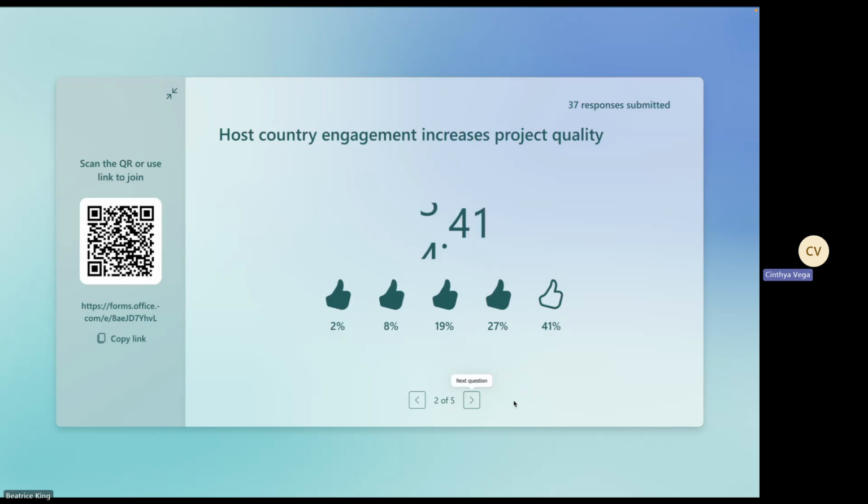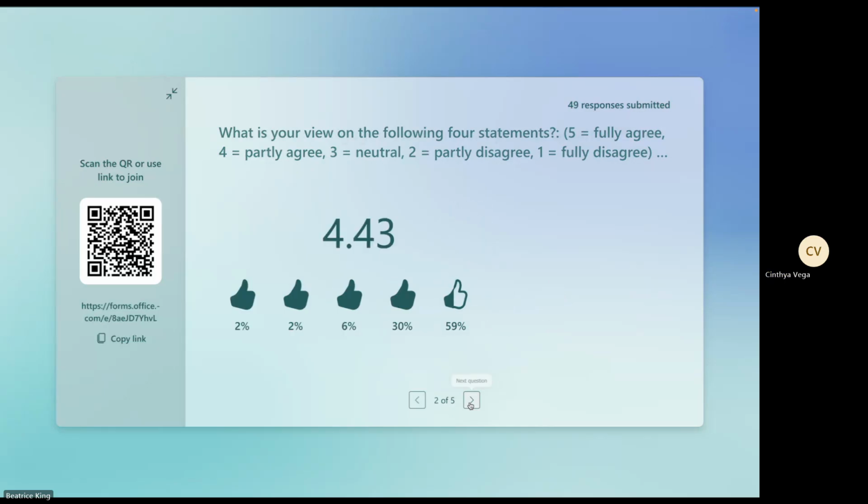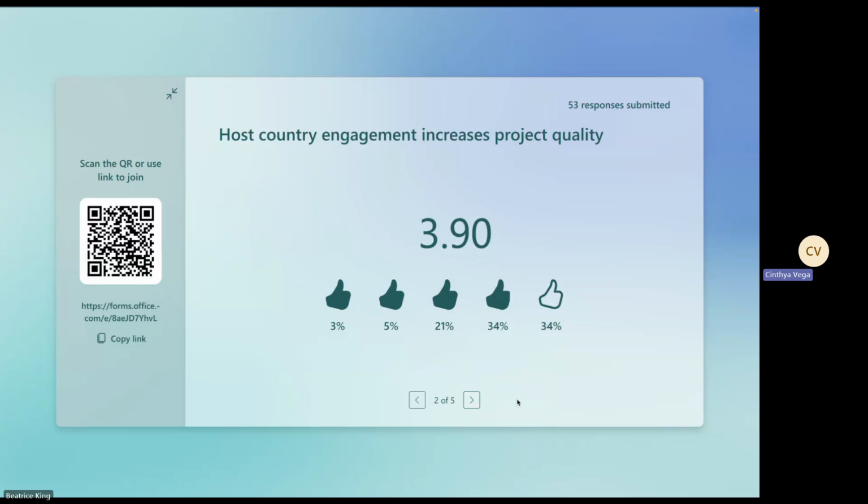Please give some thumbs up on whether you agree or disagree or somewhere in the middle on whether host country engagement increases alignment with national targets. I think we're slowly seeing that participants almost fully agree that host country engagement increases alignment with national targets. Can we move to the next question, Beatrice? Great. Thank you. Then for host country engagement increases project quality, we don't have a strong agreement in this part, and we just remain at 4 thumbs up, which is partially agree.